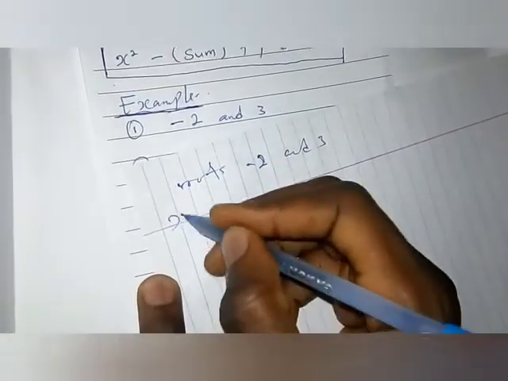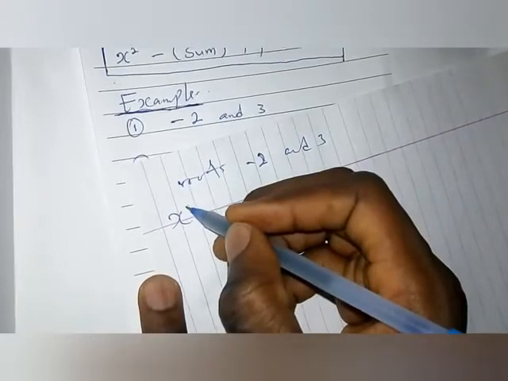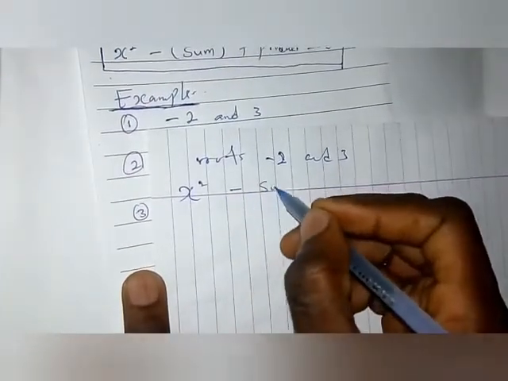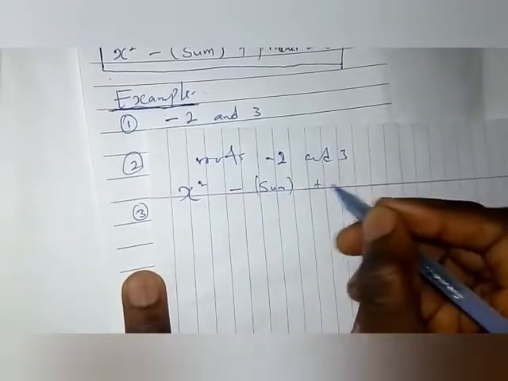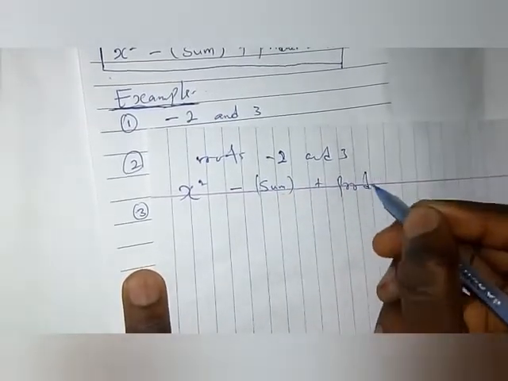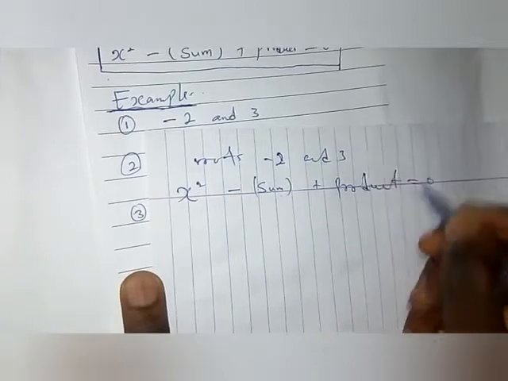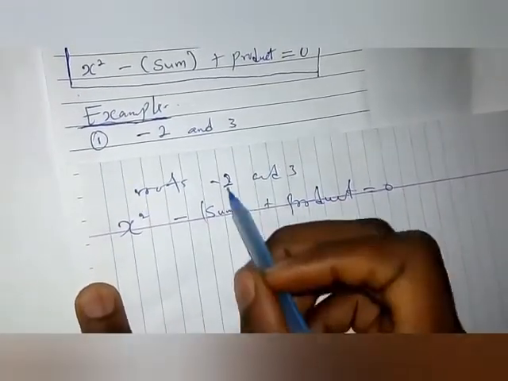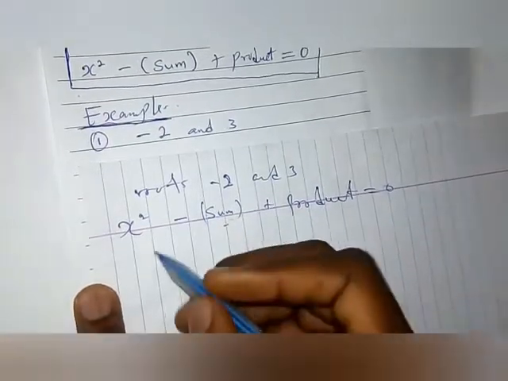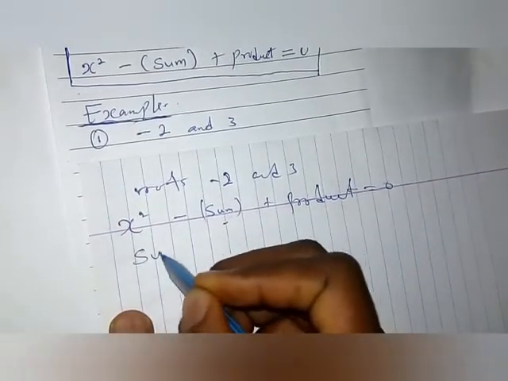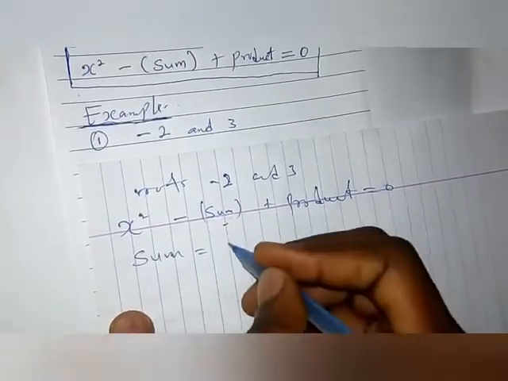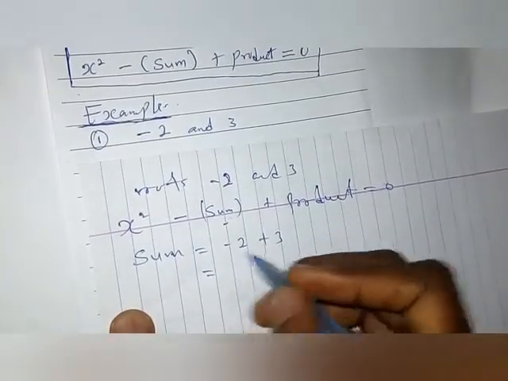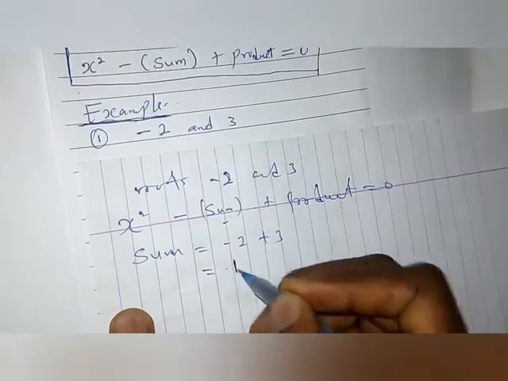In the formula we have x squared minus sum plus product equals 0. So this is so simple. Just pick the two roots and sum them. The sum equals -2 plus 3, which is equal to 1.